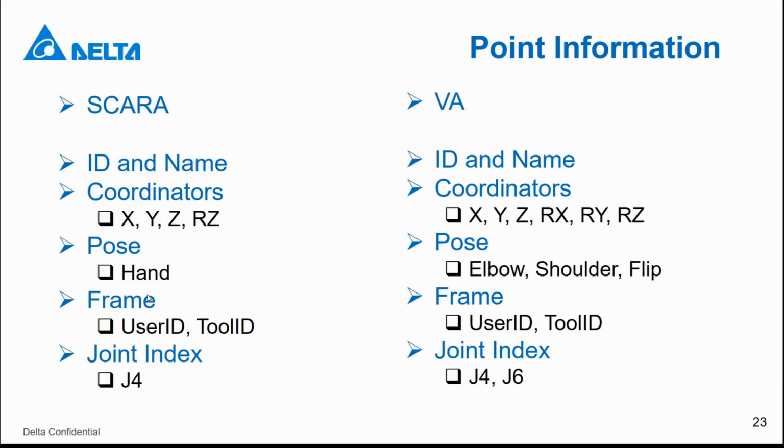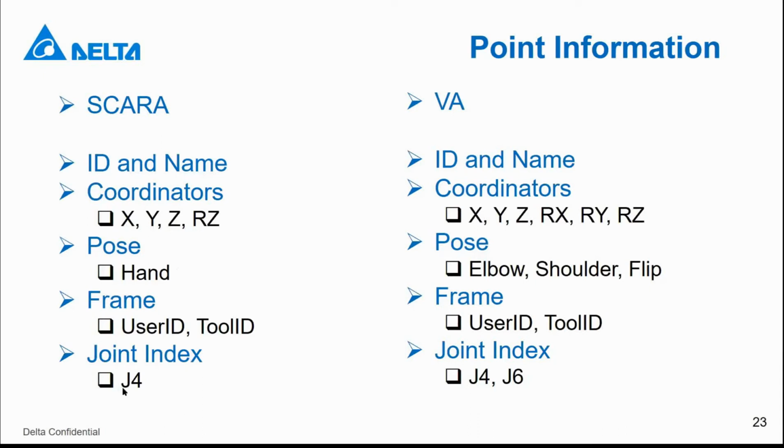And then we also store the frame information, like user ID or tool ID, and this I will introduce later. And we also store a joint index. What's joint index? Basically, it is how many turns the joint has already turned.